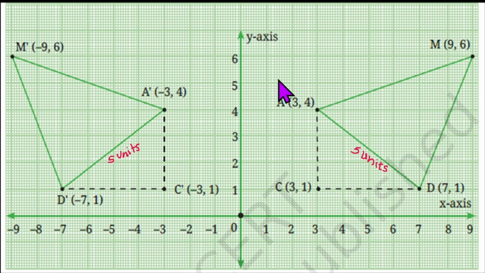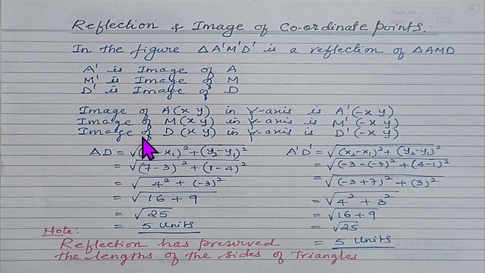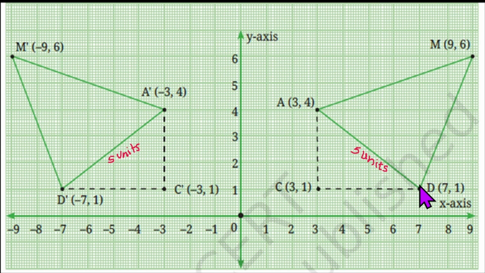Now if you find out the length AD, we can find it by applying the Pythagoras theorem, or we can go for the distance formula. If you apply the distance formula to find AD, as I have told you, AD is equal to the square root of (x2 minus x1) whole squared plus (y2 minus y1) whole squared, and that is equal to the square root of (7 minus 3) squared plus (1 minus 4) squared, 4 squared plus (minus 3) squared, that is 16 plus 9, that is square root of 25, and that is 5 units. So therefore the length AD is 5 units.